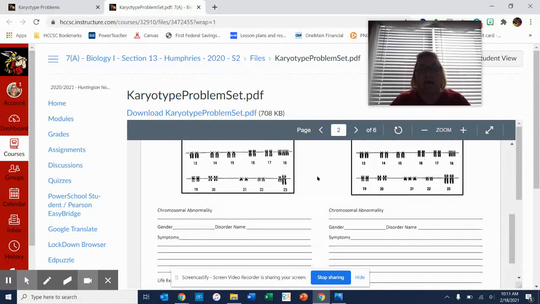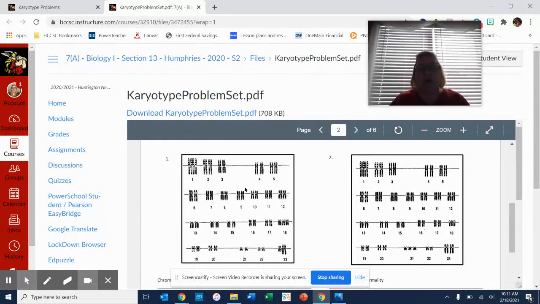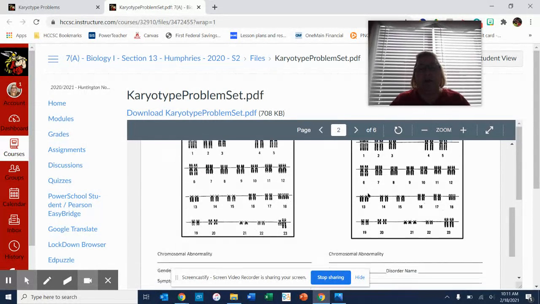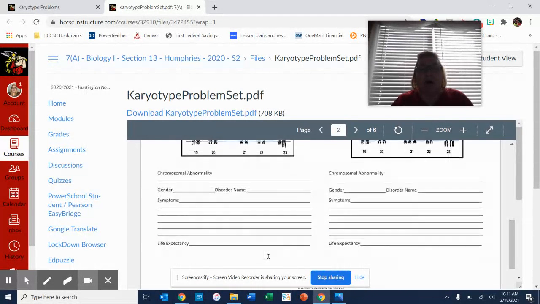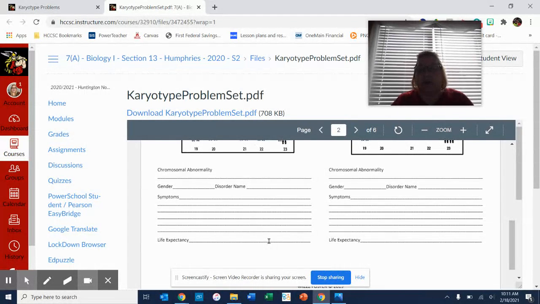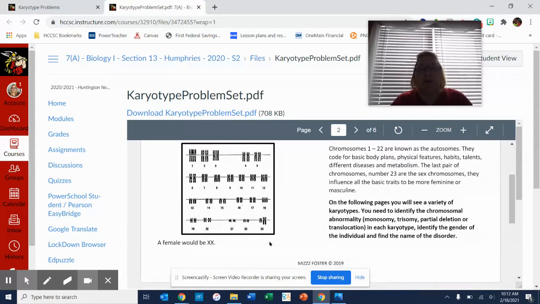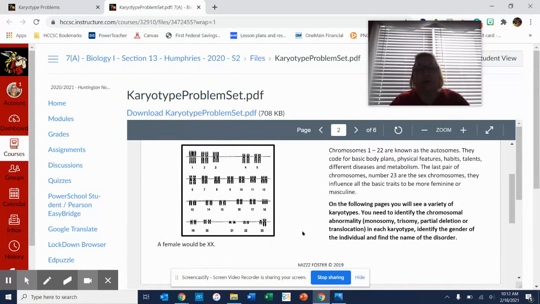These are the only two that you need to do. You need to define the mistake, write that under chromosomal abnormality, determine the gender, give the disorder's name and the symptoms, and then how long this person is expected to live with this disorder. You're going to use this one as the example to compare it to.